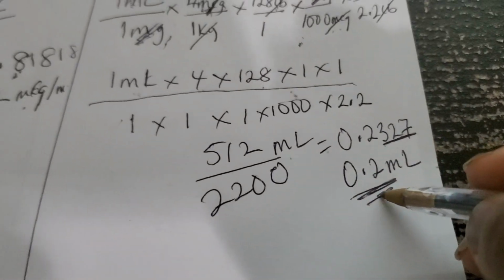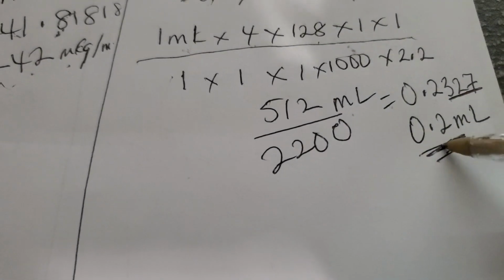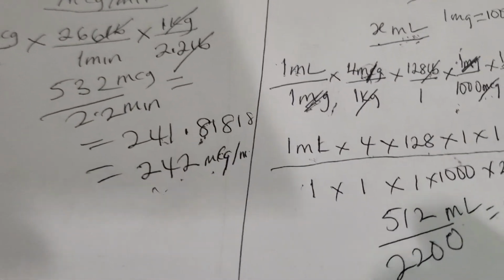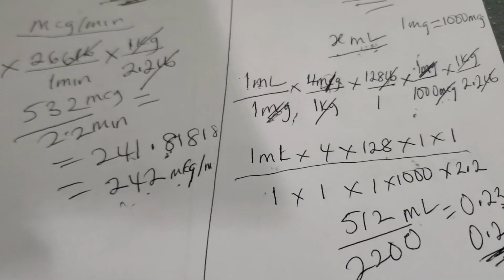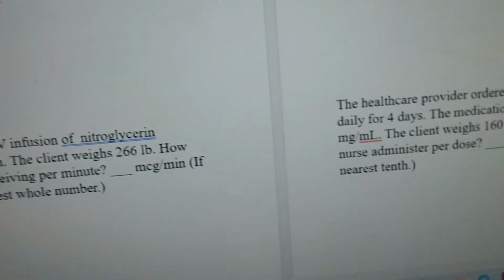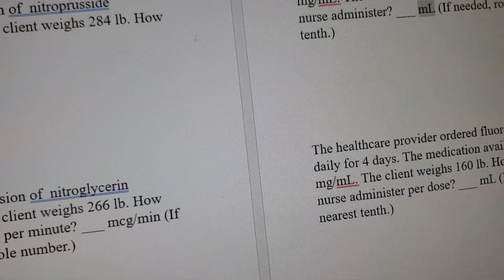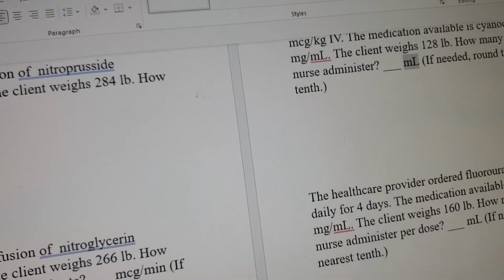So did you get 0.2 ml? I hope you did. 0.2 ml is our answer. All right. Let's go to the next question here. This is the next question, whilst I flip my paper over.